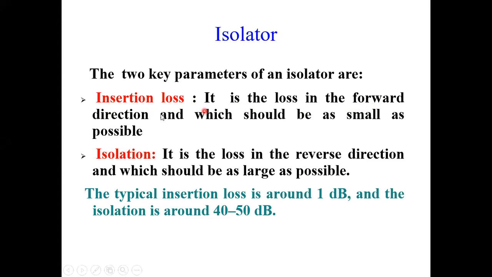So it is the loss in the forward direction, which should be as small as possible. Okay, so when I'm selecting an isolator, I have to see that its insertion loss parameter should be very small. And then isolation. So it is the loss in the reverse direction and which should be as large as possible. So typical insertion loss is around 1 dB and the isolation is around 40 to 50 dB.